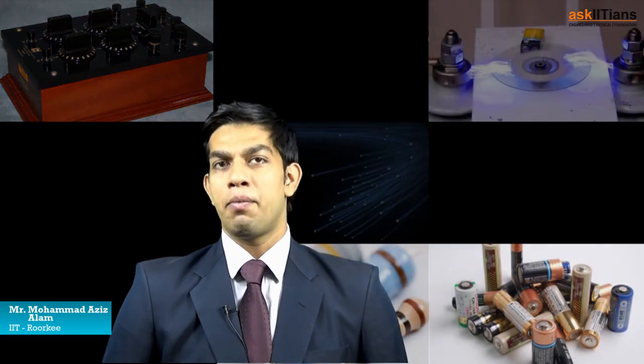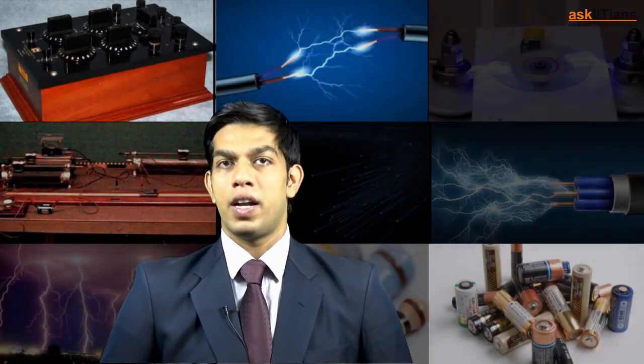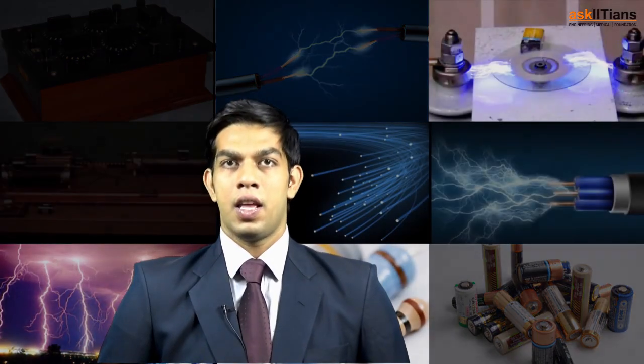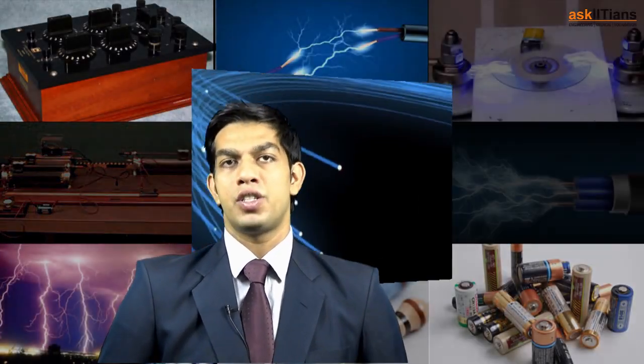Hello students, welcome back. So let's start with the second part of current electricity. In this part, we will study the property of a conductor, that is resistance, and we will try to establish the relation between resistance and parameters of the conductor. So let's find out what's in store in the second part.